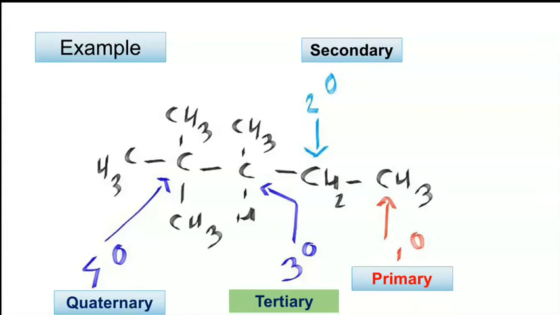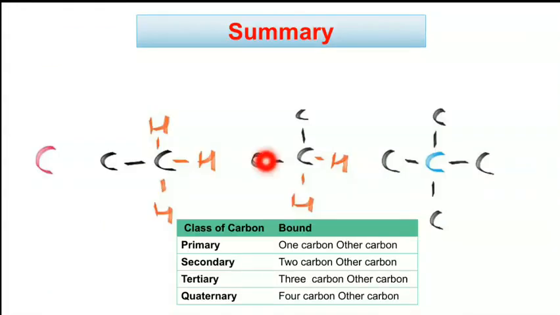The quaternary carbon atom and tertiary carbon atom are only found in hydrocarbons having at least 5 carbon atoms and 4 carbon atoms respectively. Okay, so the quaternary and tertiary carbon atoms are found in branched alkanes only, not in linear alkanes.